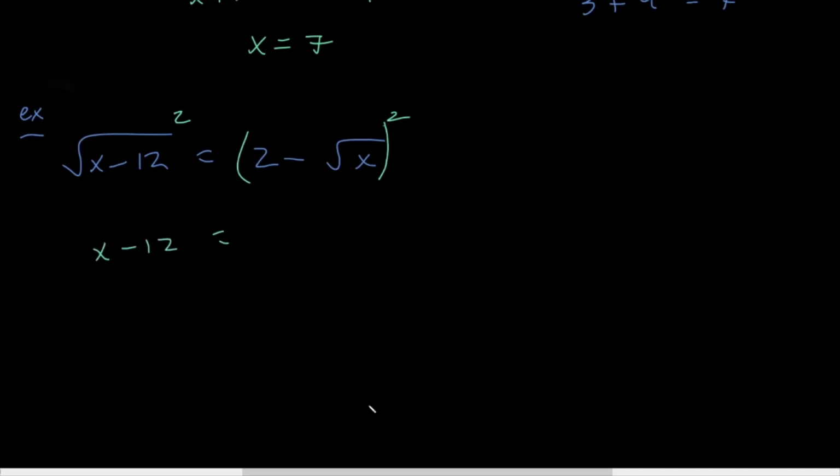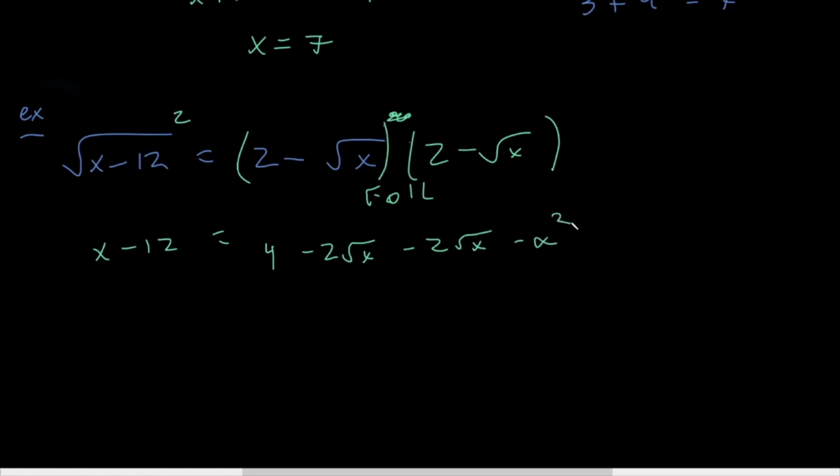And here, nice, Dylan, cool. So I will actually have to FOIL this, because if I'm going to square this, doesn't that actually mean that I'm multiplying it by itself? So I need to FOIL. First gives me 4, outside gives me minus 2 root x, inside gives me minus 2 root x, and last gives me minus x squared. So let's go ahead and collect like terms. I get x minus 12 equals 4 minus 4 root x minus x squared.